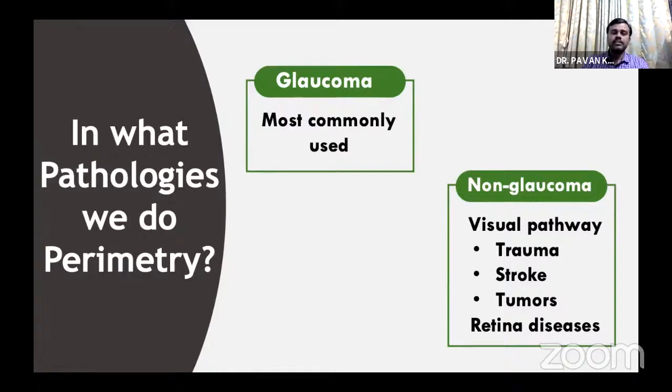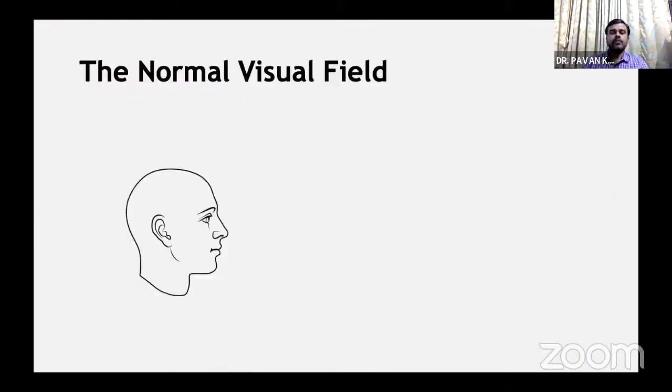In what pathologies do we normally do perimetry? The most common is glaucoma, and also pathologies of the visual pathway, starting from the optic nerve to the occipital lobe, which may be due to trauma, stroke, or tumors, and certain retinal diseases.